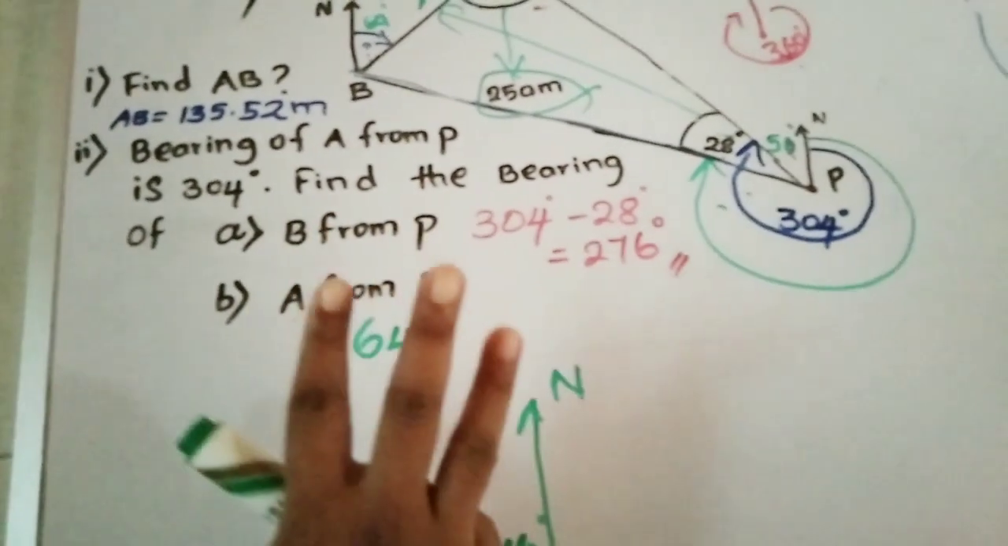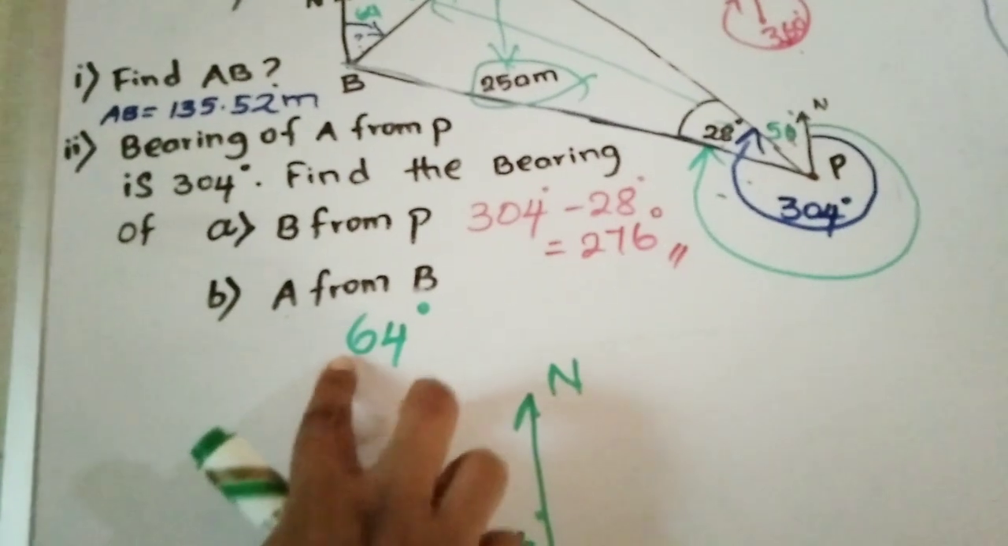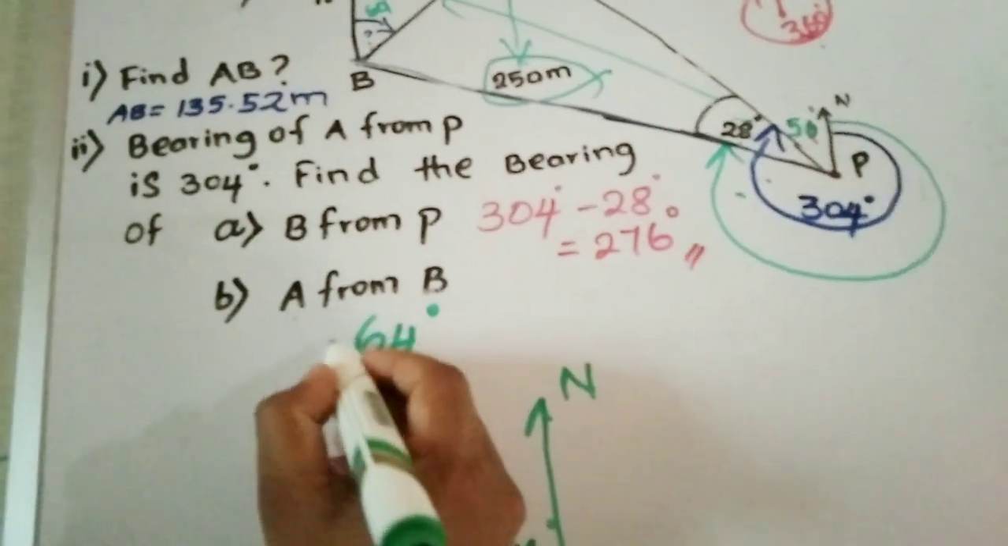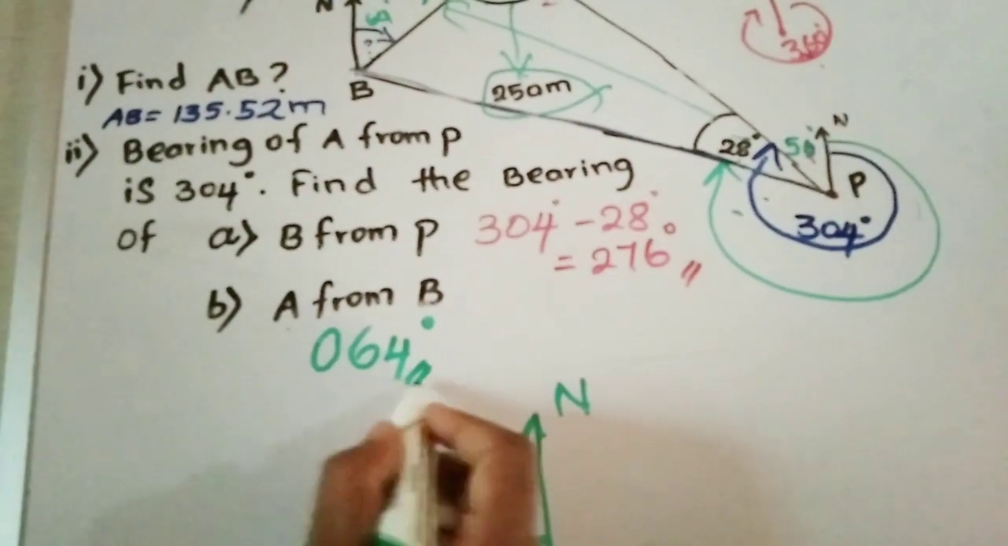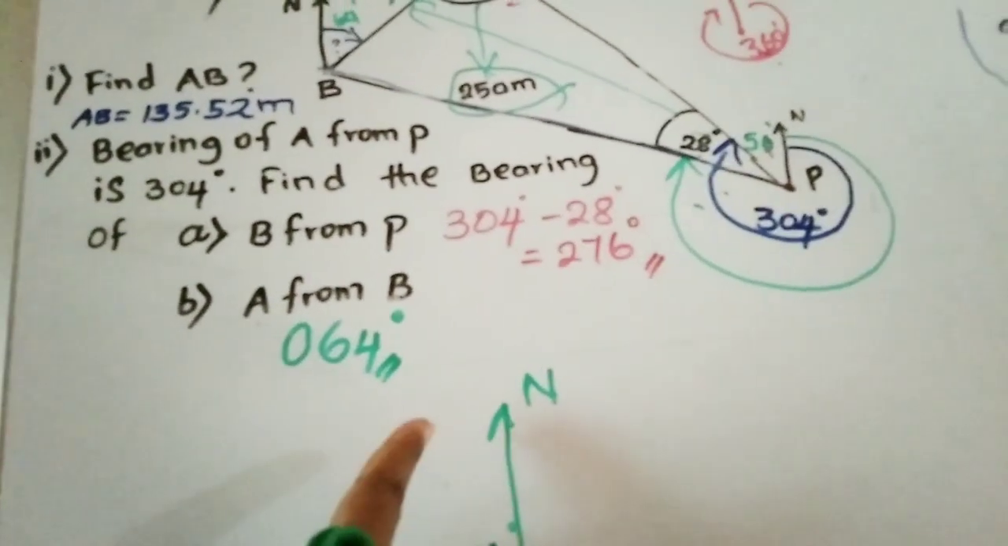64 degrees. But you can't write it like that because it's a 3-figure bearing. It should be in 3 figures. Because of that we are adding 0. It's the final answer for this question.